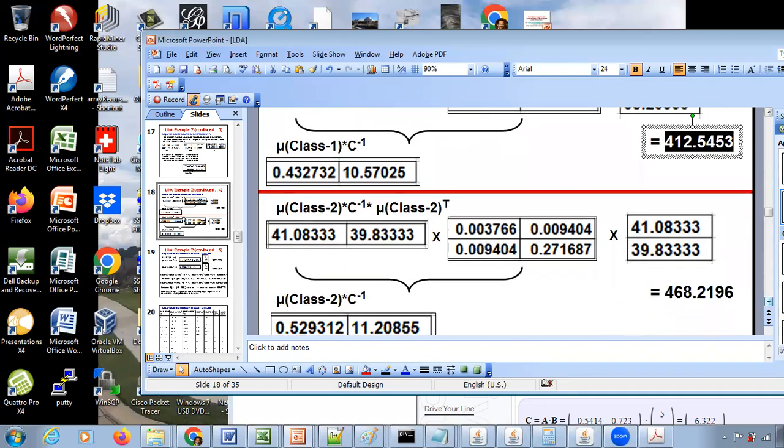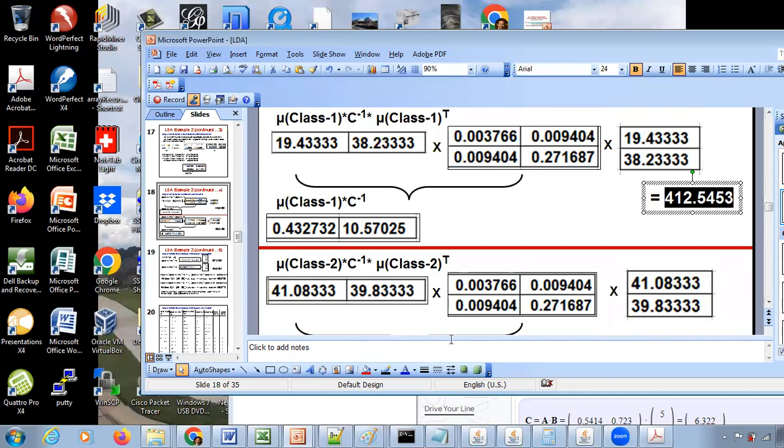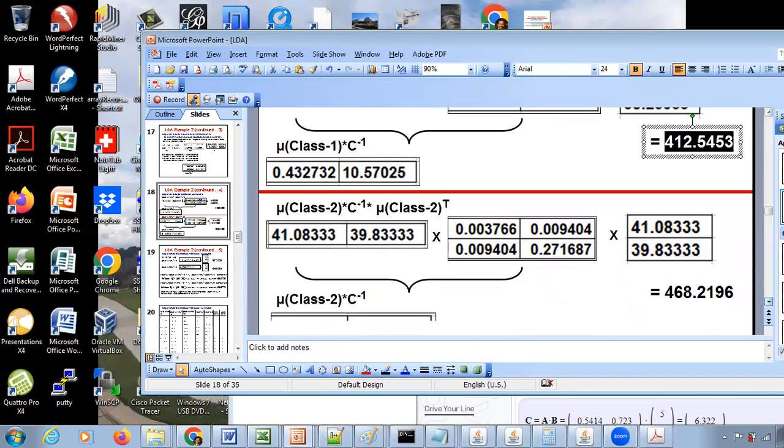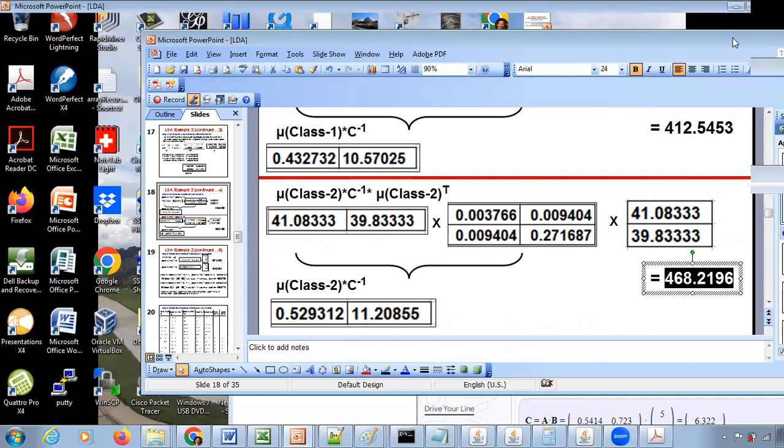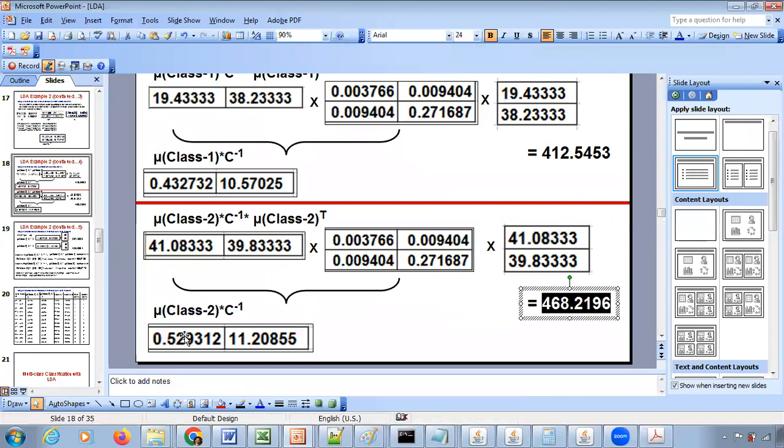Then similarly for class 2, the mean of x1, x2 is this. That multiplied by the C inverse, the same matrix that we use here for C inverse, gives this intermediate product matrix for class 2. And that matrix multiplied by the transpose of this means is going to be the scalar value. So we need these two, the intermediate product matrix for the two classes and the scalar values for the two classes, to do our prediction.